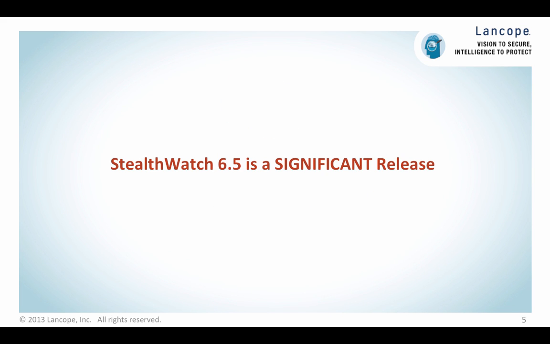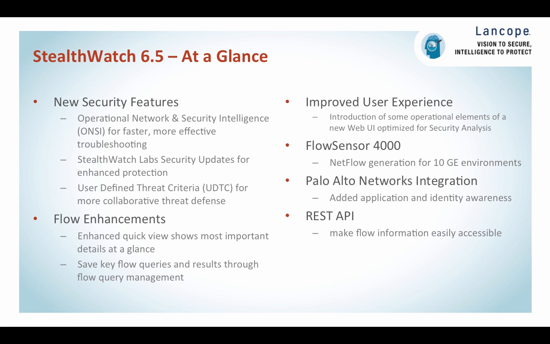And to that end, StealthWatch 6.5 is a significant release. This slide, at a high level, summarizes the new features in StealthWatch 6.5. There are several new security features, like the Operational Network and Security Intelligence Dashboard, as well as an enhancement to the Flow query model. And to support these new features, we have introduced operational elements of a new web user interface. We're also introducing the FlowSensor 4000, as well as an enhanced support of flow data from Palo Alto Networks firewalls. We have also introduced a REST API to expose the flow data stored inside StealthWatch for easier integration with third-party systems.